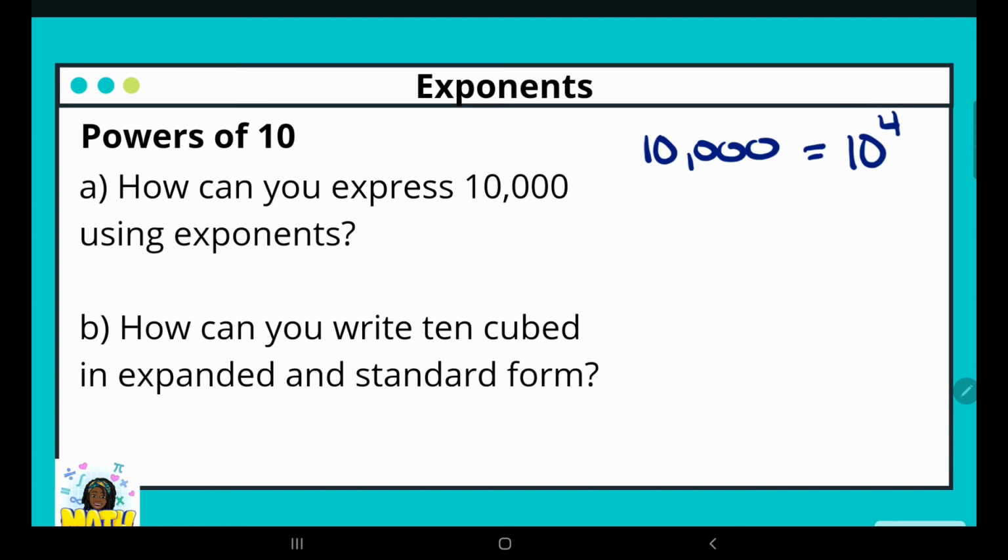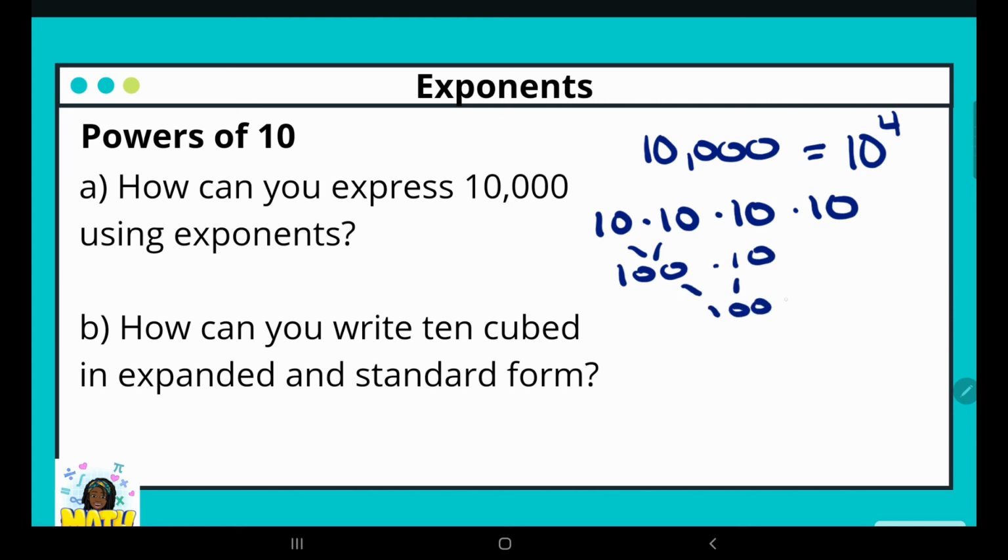Okay, you want to prove it? Let's do it. So 10 times 10 times 10 times 10. 10 times 10 is 100. So that's 2 zeros. Times 10, that's 1,000. Times another 10 is 10,000.